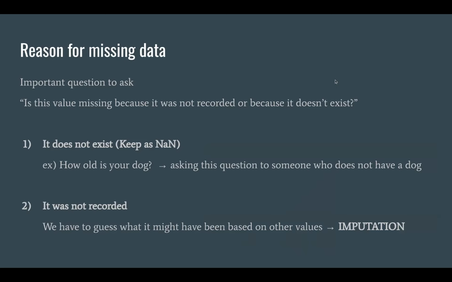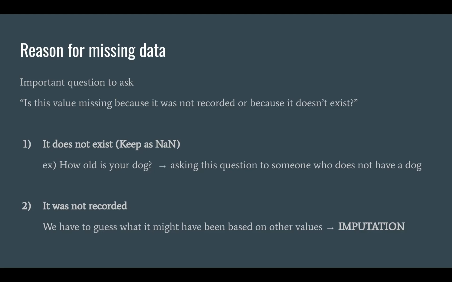So, reason for missing data: if a value is missing because it doesn't exist, then it might not make sense to try and guess what it might be. For example, if you are trying to get the height of the oldest child of someone who doesn't have any children, this wouldn't really make sense. So these values, it's probably best to keep as NaN.